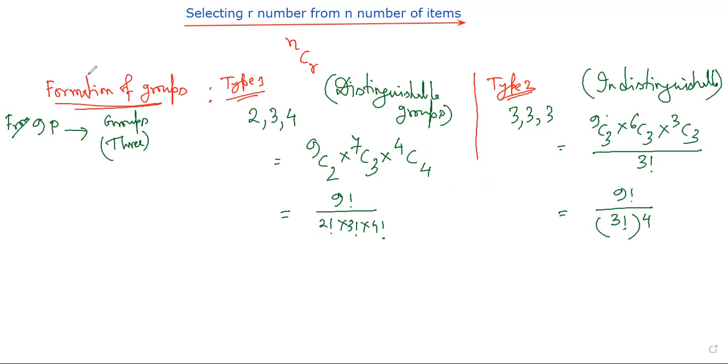So basically I am forming groups. I am taking some of them together to form a group. And the numbers, whenever I am forming, these are distinguishable or indistinguishable. So this way, selecting a number from n number of items, I have done and covered group formation.